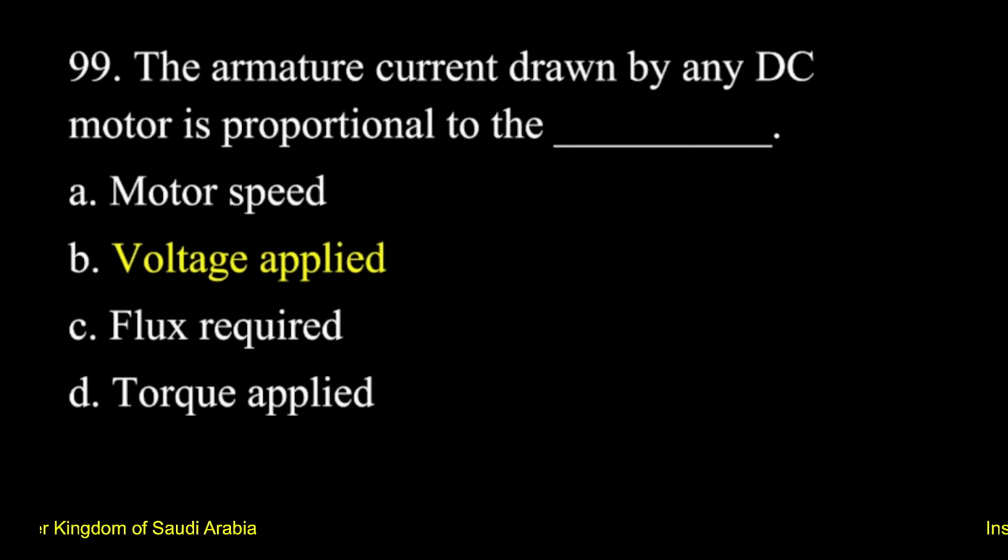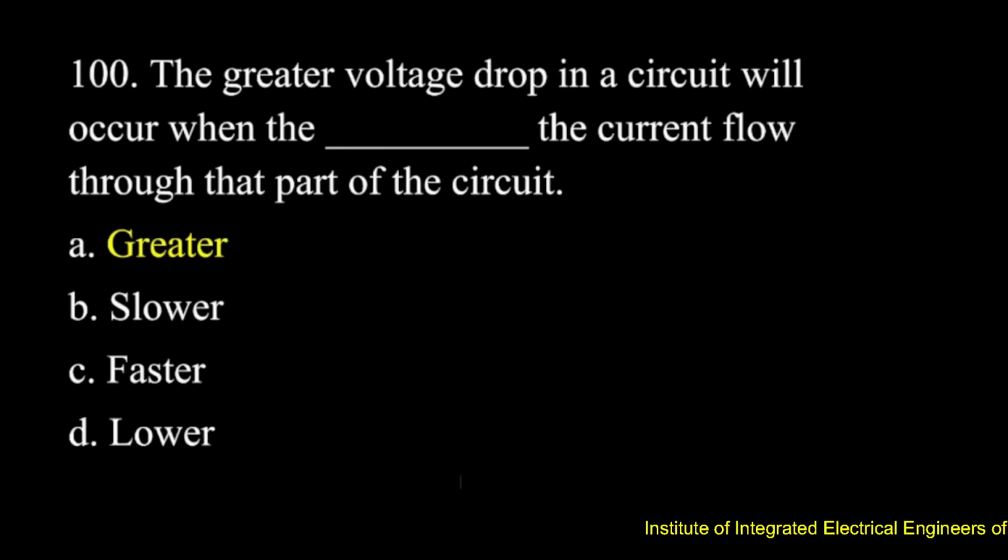The armature current drawn by any DC motor is proportional to the blank. A. Motor speed. B. Voltage applied. C. Flux required. D. Torque applied.